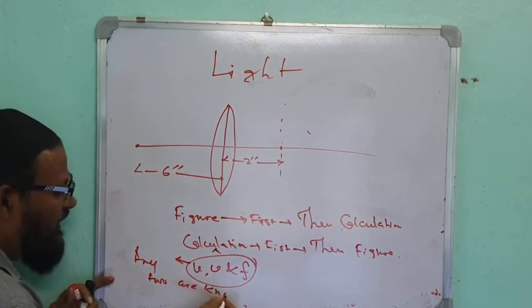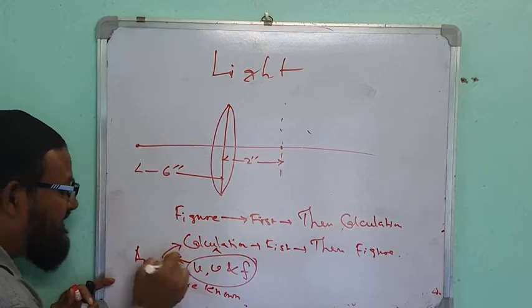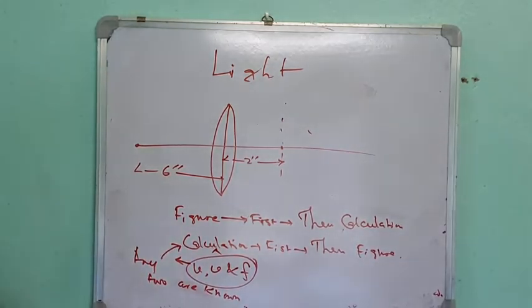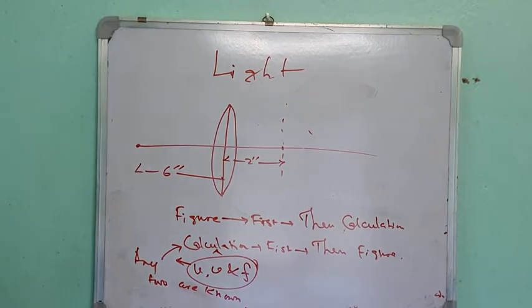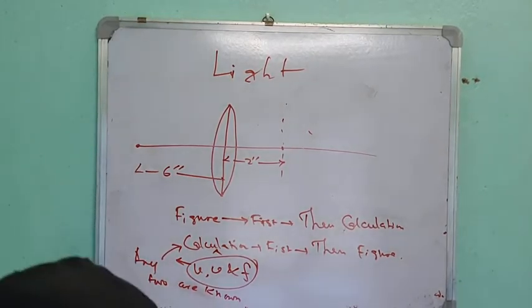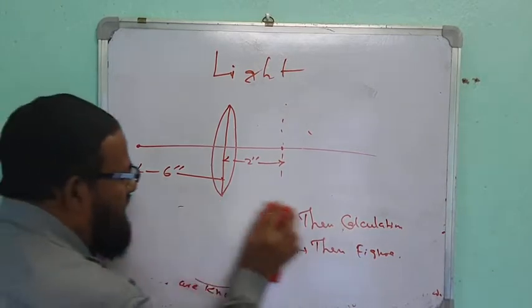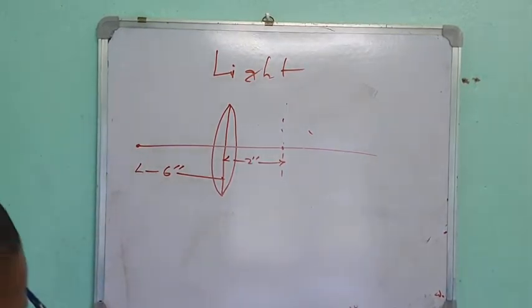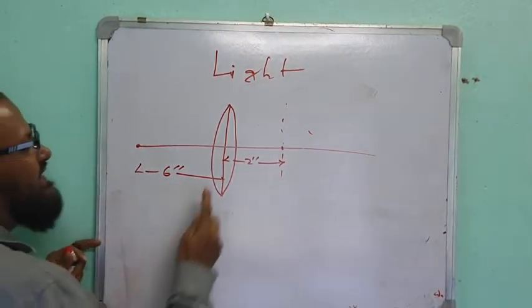Any two are known. In that case, sir, this rule: calculation first, then figure. Okay, now I am doing the problem. Please see here. I am taking the point object.